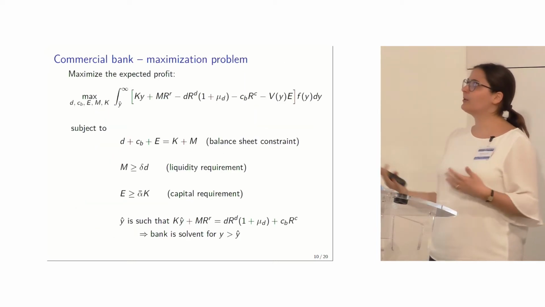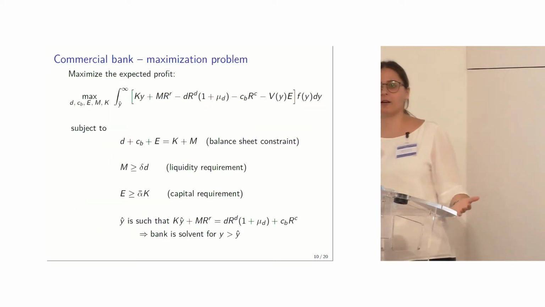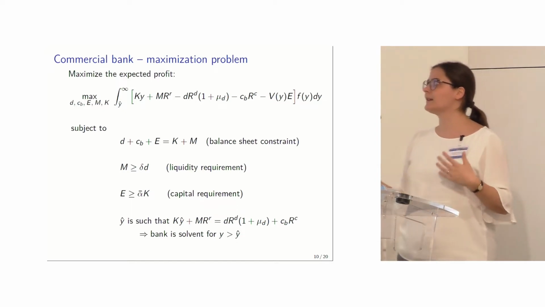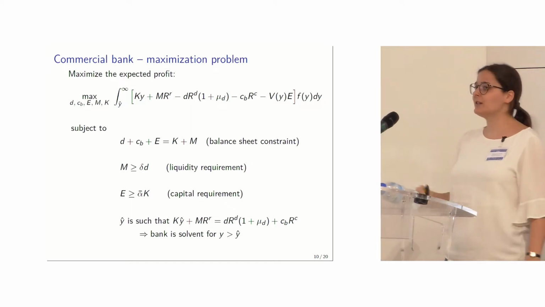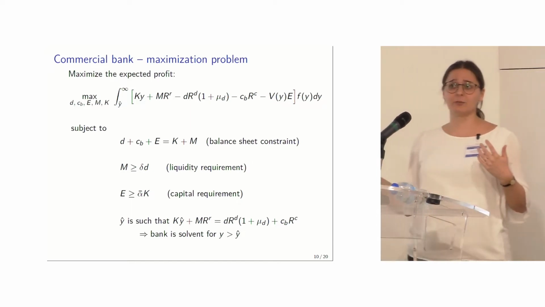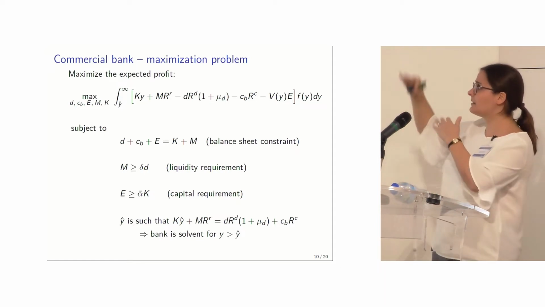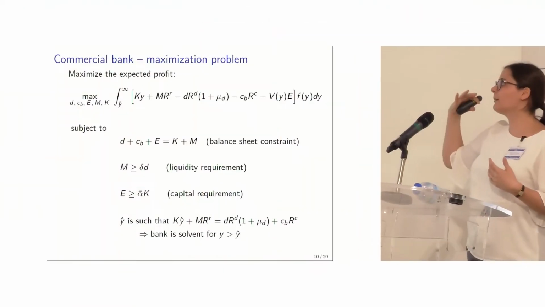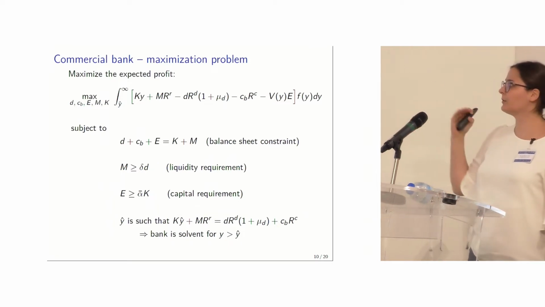Okay, so the commercial bank is the big maximizer in our model. It takes the interest rate as given, it maximizes over the quantities on its balance sheet, and it maximizes the expected profit. The expected profit, here is a lot of equations, but basically it's given by the revenues of its assets minus what it has to pay on the liability side, so bondholders and shareholders. And it does so for every random payoff on loans, so that it's profitable and solvent. And of course, the balance sheet constraint must hold, and they are subject to liquidity and capital constraints.